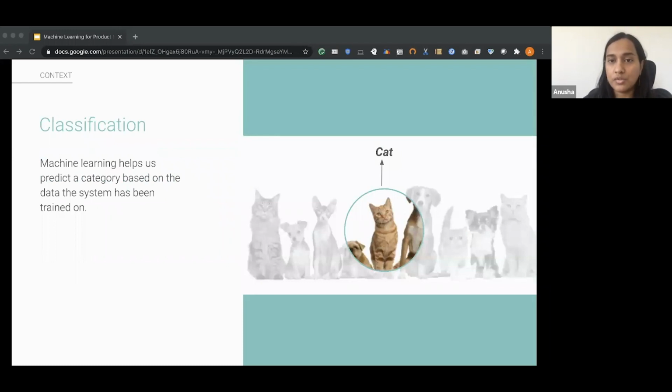Let's take classification. Machine learning can help us predict a category based on the data it's been trained on. As we've just seen, ML systems are good at helping us answer questions like, is this image a cat or a dog? Classification is an area where ML systems are quite good. You can classify different types of plants, for instance. You can classify a few other things based on the data that you have.